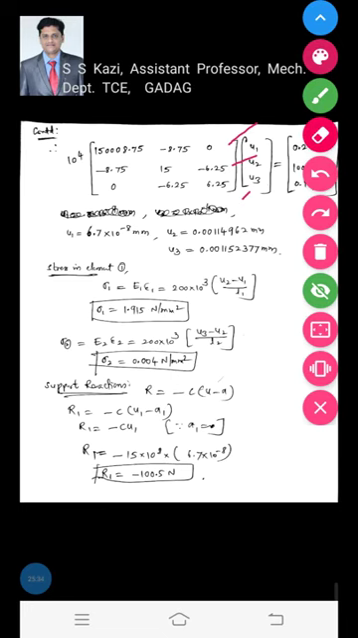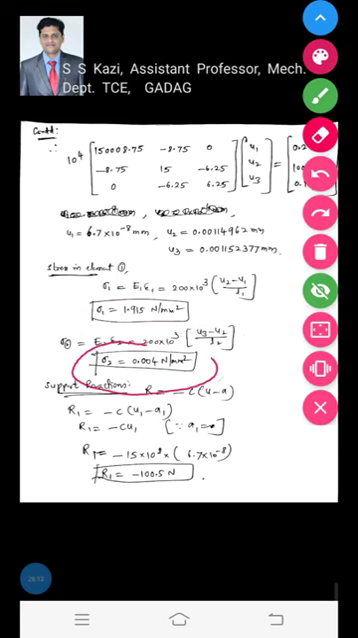Now let us calculate the stress in element 1. The procedure is the same, using Hooke's law: Young's modulus into (U2 minus U1) by L1, that is the strain in element 1. We should substitute the U2 value, and for U1 we should not substitute 0 here, we should substitute this value, although we will get the same result. L1, the length of element 1, is 120. If you calculate the stress in element 1, we got the same as the elimination approach, 1.915 Newton per mm square.